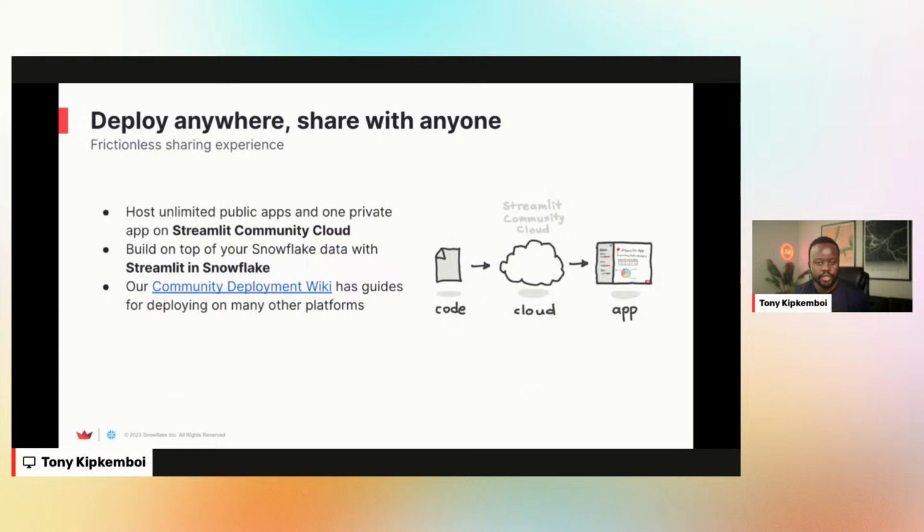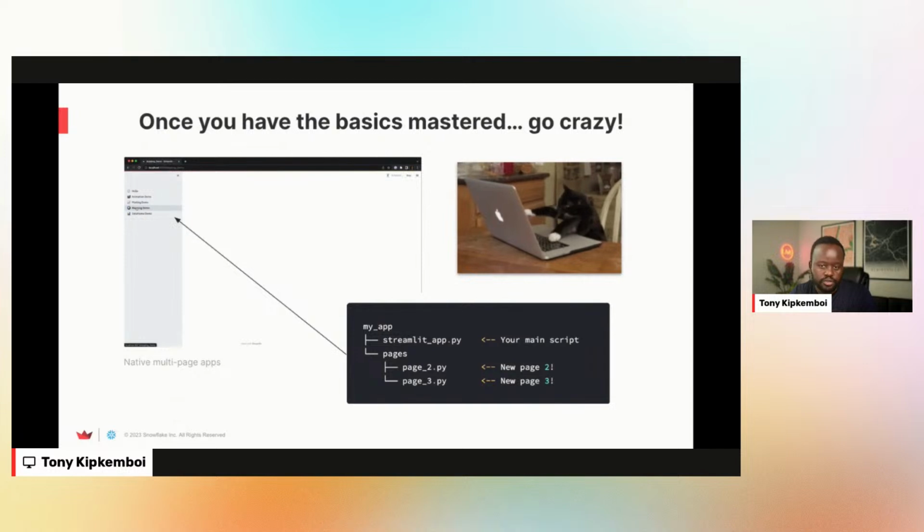So when it comes to deployment, you can deploy unlimited public Streamlit apps and one private app on the Streamlit Community Cloud. And if you're a Snowflake user or customer, you can build Streamlit apps on top of your data with Streamlit in Snowflake. Streamlit apps can be deployed with most hosting providers, and you can visit our community deployments wiki page for deployment tutorials. Streamlit also supports multi-page apps, meaning that developers are not limited to creating apps with a single-page architecture.